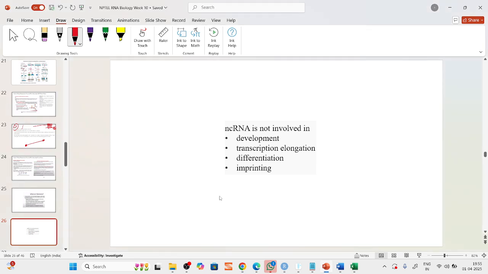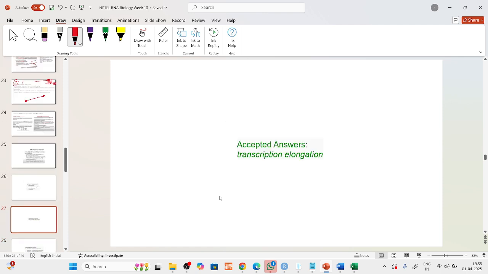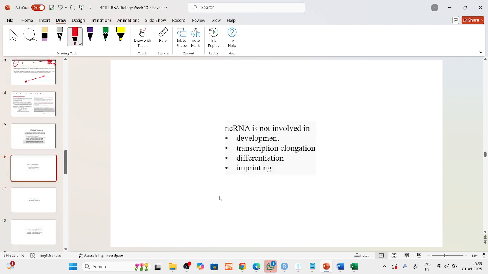The question is, non-coding RNAs are involved in development, transcription elongation, differentiation, and imprinting. So the correct answer is transcription elongation. It's not involved in. Why? Because it is involved in development. Yes, it is involved in differentiation. It is involved in imprinting also.